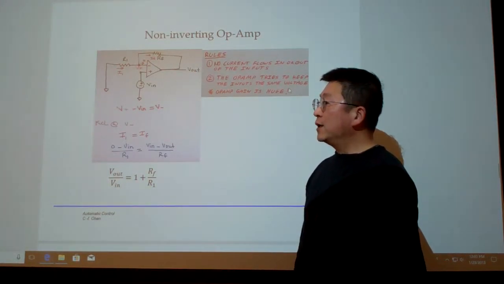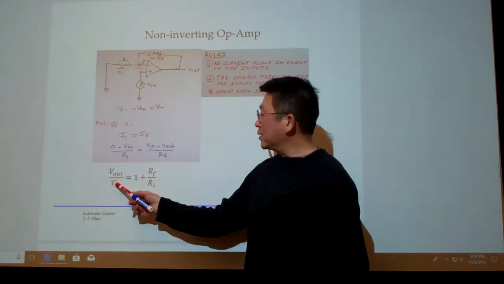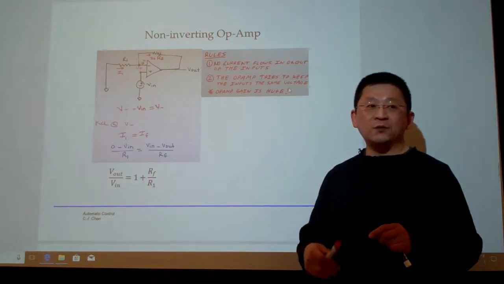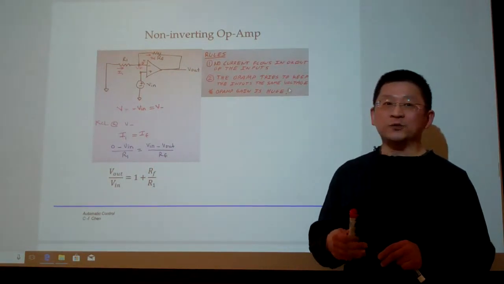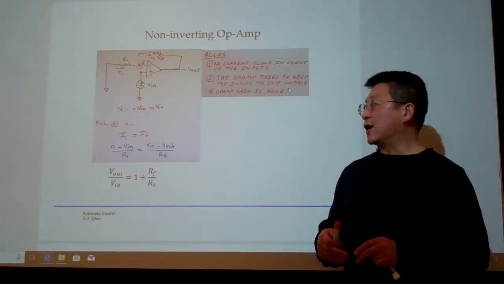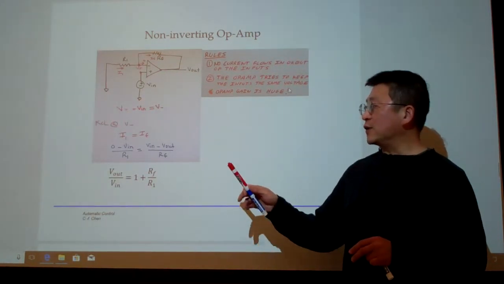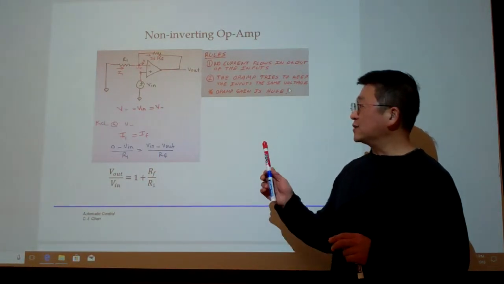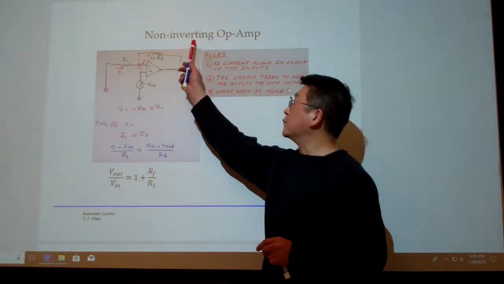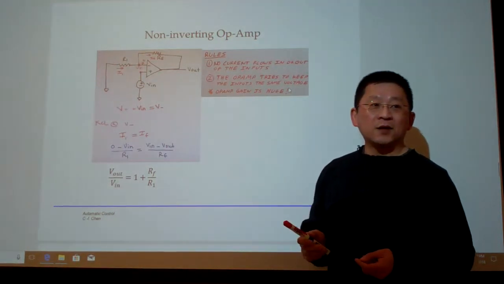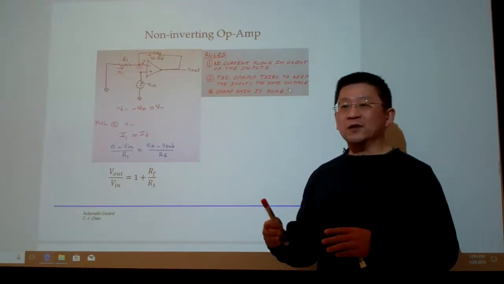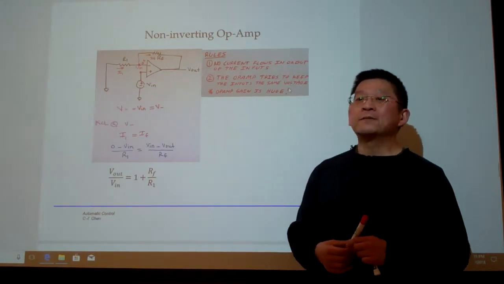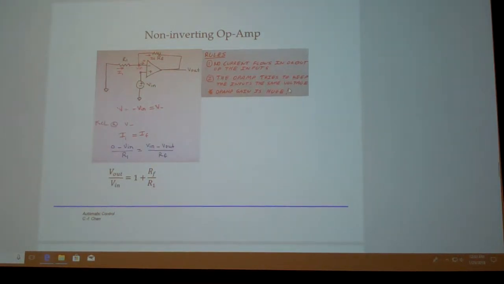The second one is that the output and input remain at the same phase. The same phase means if the input is positive, the output is guaranteed to be positive. So as long as the output and input are at the same phase, they define this configuration as the non-inverting configuration. Non-inverting means the phase of the input has not been inverted. So probably in this way you can imagine.